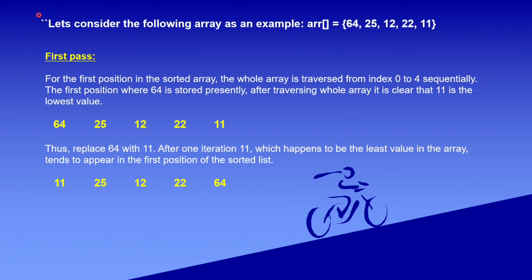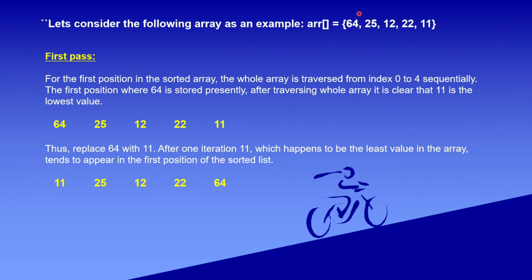Let's consider the following array as an example: 64, 25, 12, 22, and 11. Here I write the whole steps so that you can make your notes very easily. For the first position in the unsorted array, it is the 0 position, and we know that an array starts from the 0 position. So at the first position is 64.